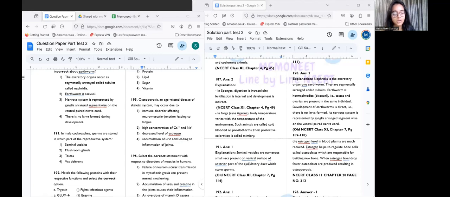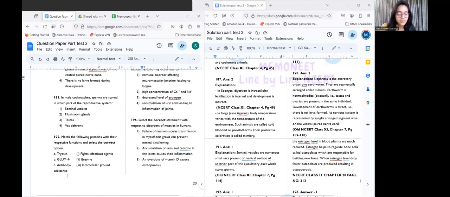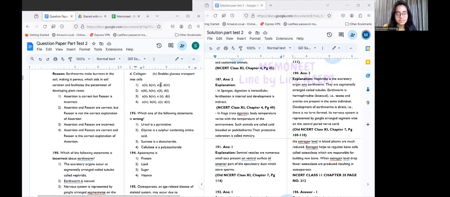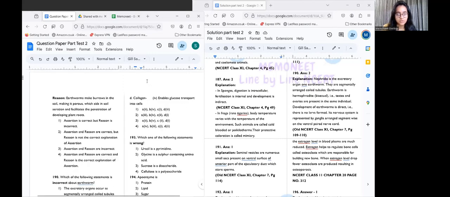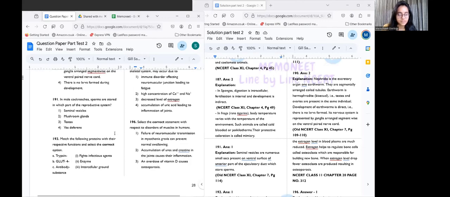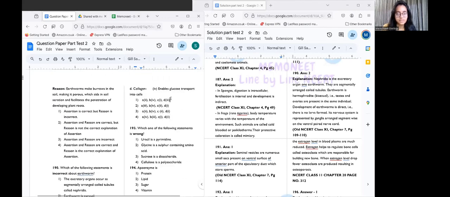Moving to question number 192. Match the following proteins with their functions. Let's see. We have antibodies. We know antibodies help us to fight against infectious agents, right? So for 192, the answer for C will be 1. C1, so that is the first and the fourth option. Collagen. What does collagen do? Collagen helps to form intercellular ground substance, so the answer for D will be 3. Therefore the answer is option number 1.